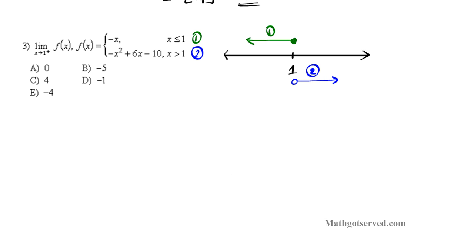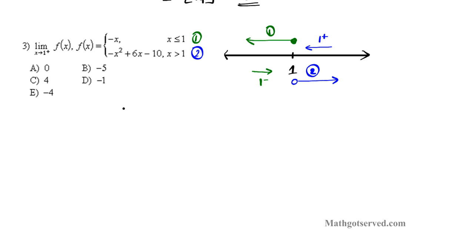All right, so what you want to note is that if you're approaching 1 from this direction, that's 1 from the left. And if you're approaching 1 from this direction, that's 1 from the right. In this problem, we're approaching 1 from the right. So which function are we going to be using, 1 or 2? We're going to be using function number 2, because that's greater. Greater is to the right.